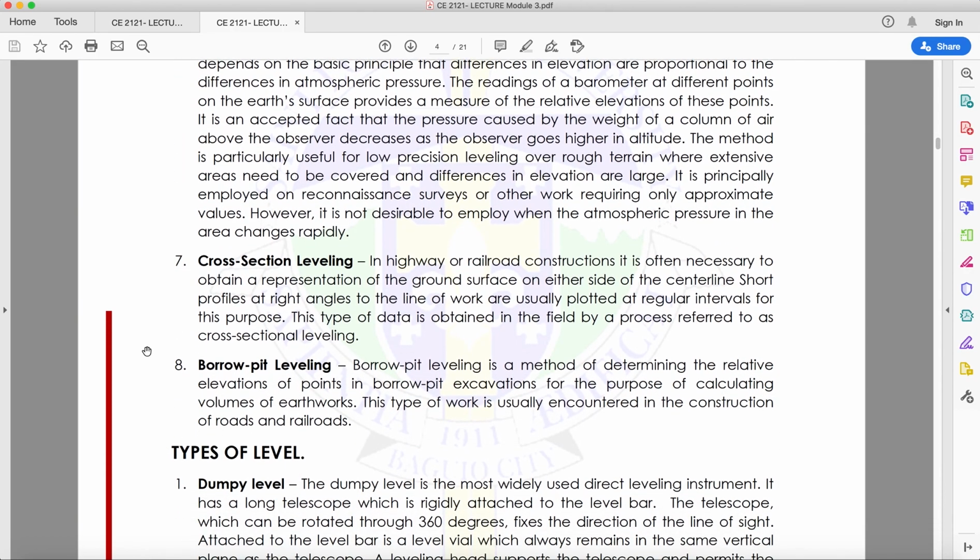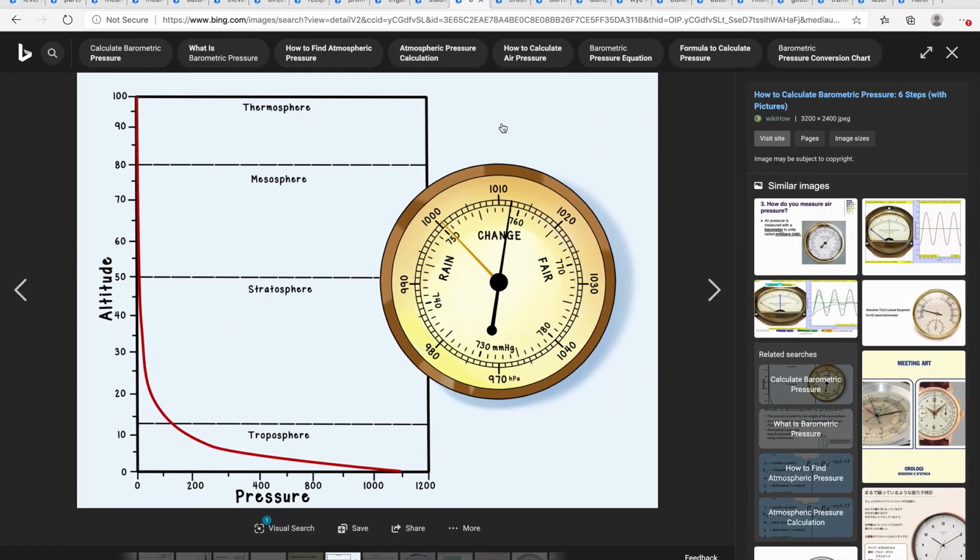Next would be cross-section leveling. In highway or railroad constructions, it is often necessary to obtain a representation of the ground surface on either side of the center line. Short profiles at right angles to the line of work are usually plotted at regular intervals for this purpose. This type of data is obtained in the field by a process referred to as cross-section leveling.